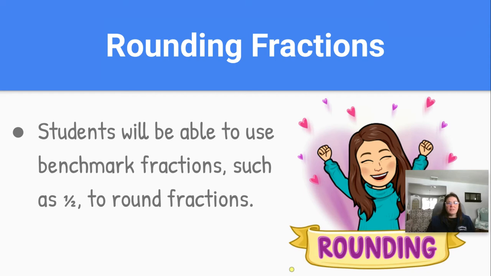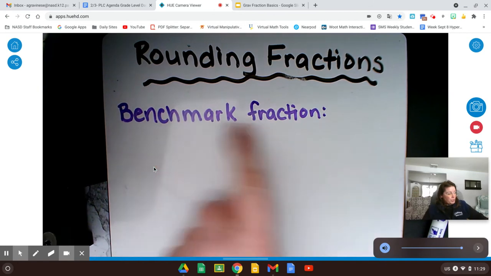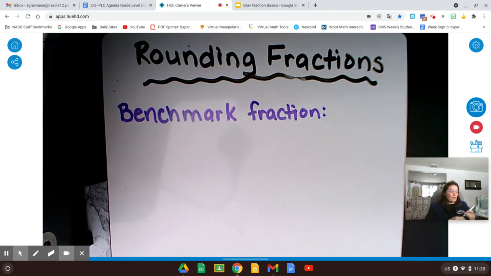Hi students, today we are working in Chapter 9, Lesson 1, Rounding Fractions. Students will be able to use benchmark fractions, such as 1/2, to round fractions. So let's talk about benchmark fractions. A benchmark fraction is a fraction that is very common and is a good fraction to round to.